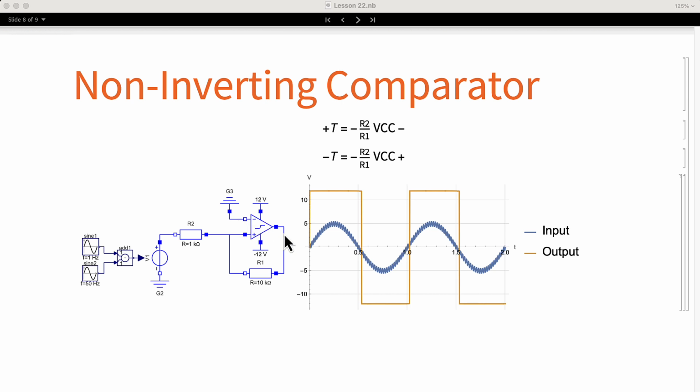In the simulation, we can see that the circuit behaves correctly. However, the formulas to get the thresholds are different. If you want to get the formulas by yourself, you need to calculate the voltage at which the non-inverting pin crosses 0 volts.